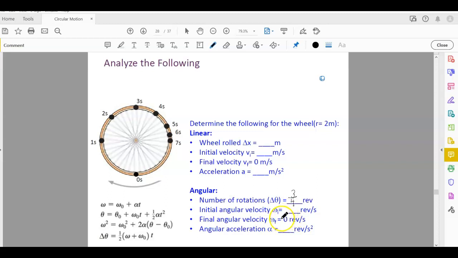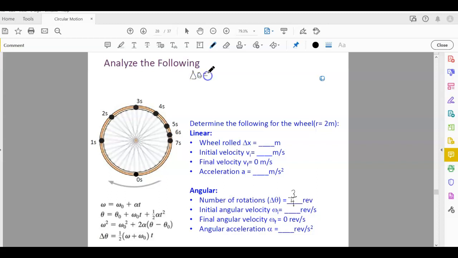Okay, and so they want the angular velocity. So we have delta theta, we have omega final, and we have time, which is 7 seconds. We do not have acceleration at this point. So look for the one equation that doesn't have acceleration, and that can help us figure out what the initial omega is, in this case, omega sub 0. All right, well, it's this one. So let's do some math.